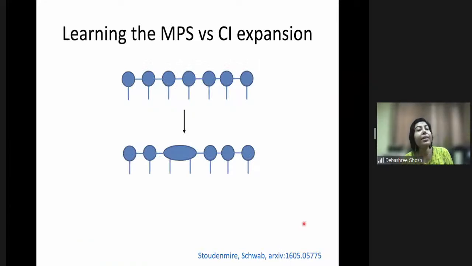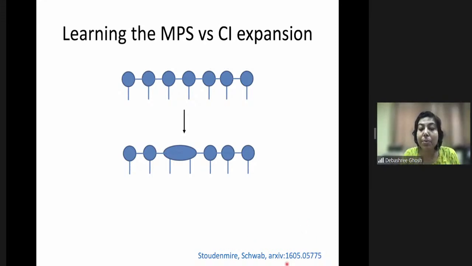But our idea is not to understand or learn CI coefficients and CI expansion, because CI expansion is anyways scaling badly. So the learning exercise or the amount of learning data will also scale badly and will be in trouble again very quickly. So we have to learn the matrix product state ansatz.